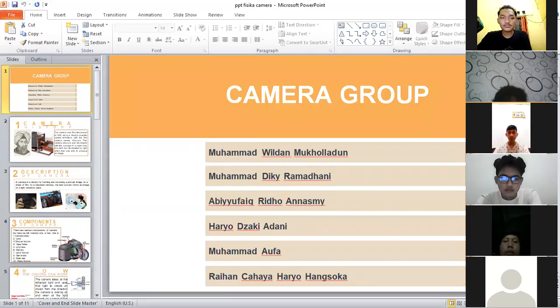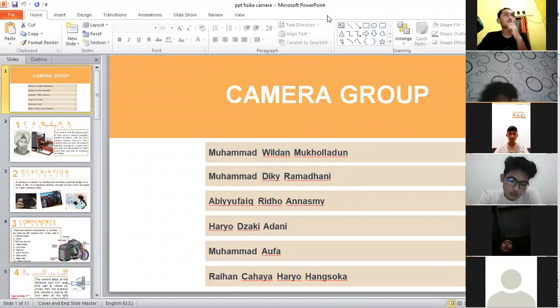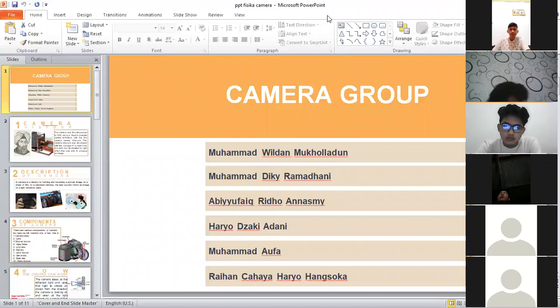Okay, before that, let us first introduce ourselves. We from the group want to present about our Fisika project for our optical instrument, namely the camera. In our group, there are 6 people, namely Muhammad Willan Mukholadun, Muhammad Diky Ramadhani, Abiyyufaiq Anasmy, Haryo Dzaki Adani, Muhammad Aufa, and Raihan Cahaya Haryo Hangsoka.